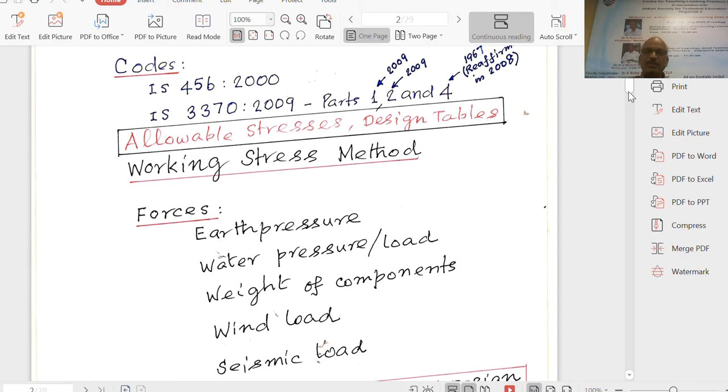Also, depending upon the zone, we have to design the structure for seismic load also. Earthquake forces also have to be considered. So when you consider wind and seismic load, of the two, whichever produces the most critical case, for that you have to design. So these are the different forces: earth pressure, water pressure or water load, weight of components, wind load or seismic load. These are the different forces depending upon the location, whether it is an underground tank or ground level tank or elevated tank. Appropriate forces are to be considered and we have to design the tank. Right.